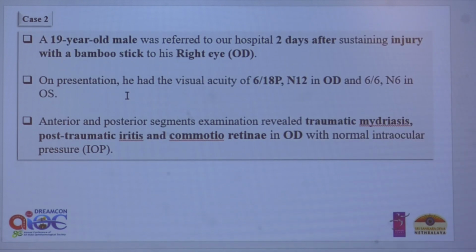Coming to case 2, a 19-year-old male was referred to our hospital 2 days after sustaining injury with a bamboo stick to his right eye. On presentation, he had a visual acuity of 6/18 partial and N12 in the right eye and 6/6 N6 in the left eye. The anterior and posterior segment examinations revealed traumatic mydriasis, post-traumatic iritis, and commotio retinae in the right eye with normal intraocular pressure. Left eye findings were within normal limits.